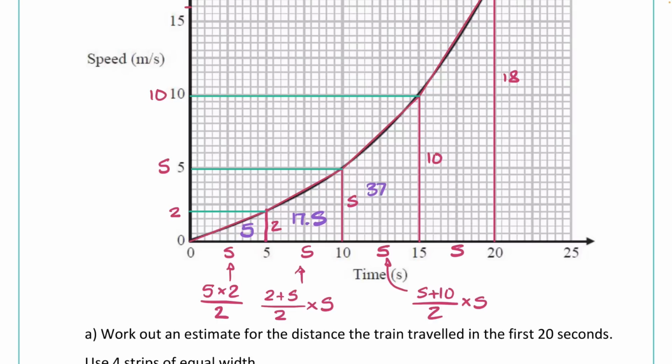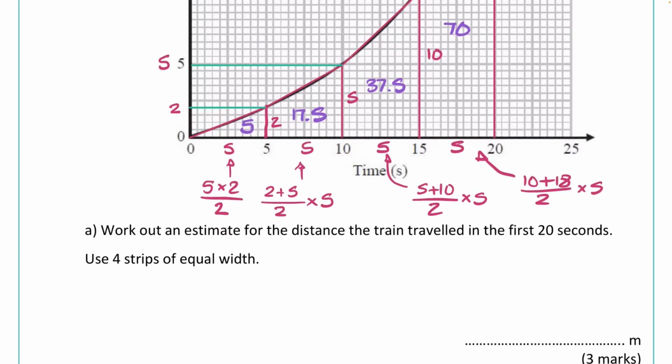And then we're almost done. Final one, final trapezium. Add together the parallel sides, 10 plus 18 divided by 2 times by 5. And there we go, let's work that one out. So 10 plus 18 is 28, divided by 2 is 14, times by 5 gives us an area of 70. So there we go, there are my 4 areas, those areas representing the distance.